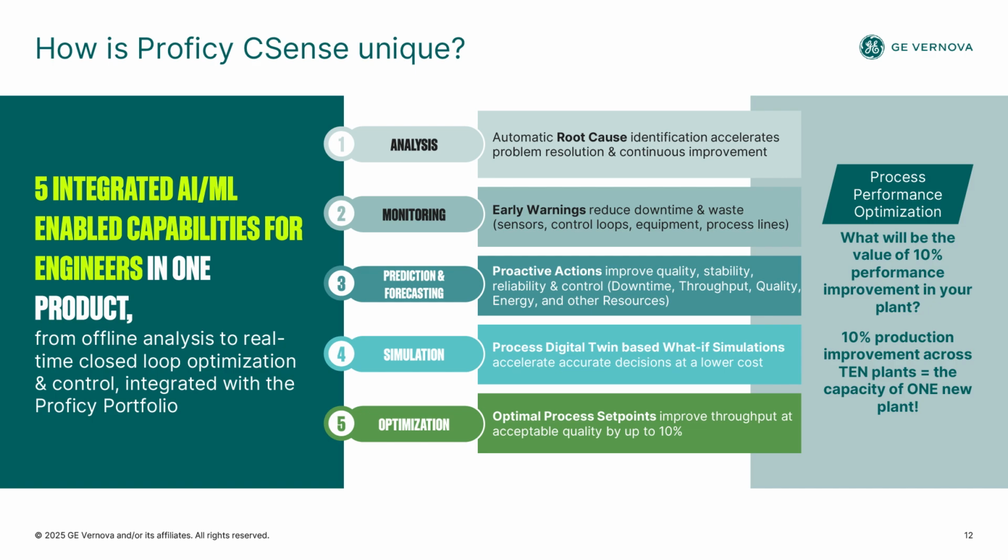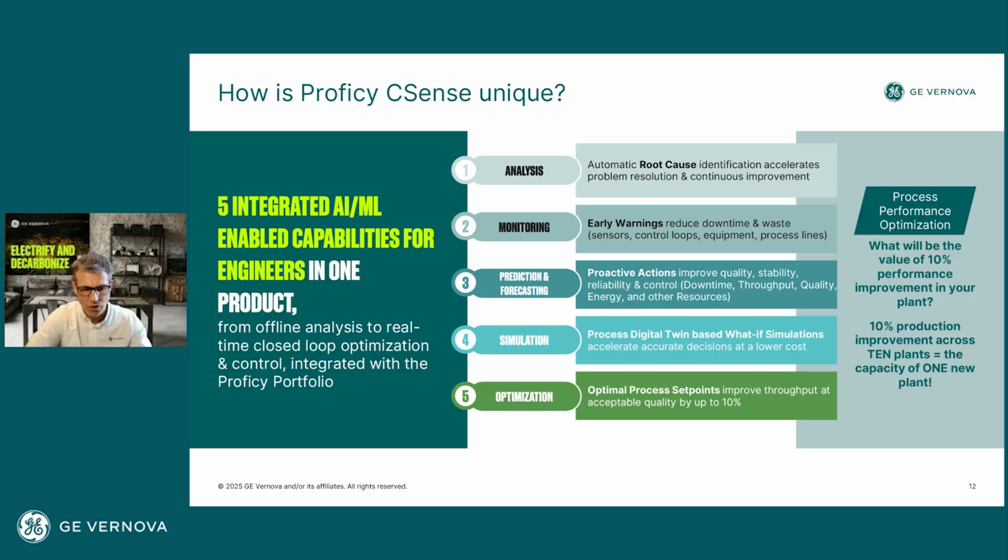And so these 5 capabilities include analysis, the ability to analyze your available data to give your engineers and personnel quick insights on areas where improvement is needed and how improvement can be realized. Monitoring. CSense can be configured to monitor the health of sensors, control loops, and equipment in your process lines to detect any issues early, before they cause downtime or suboptimal production.